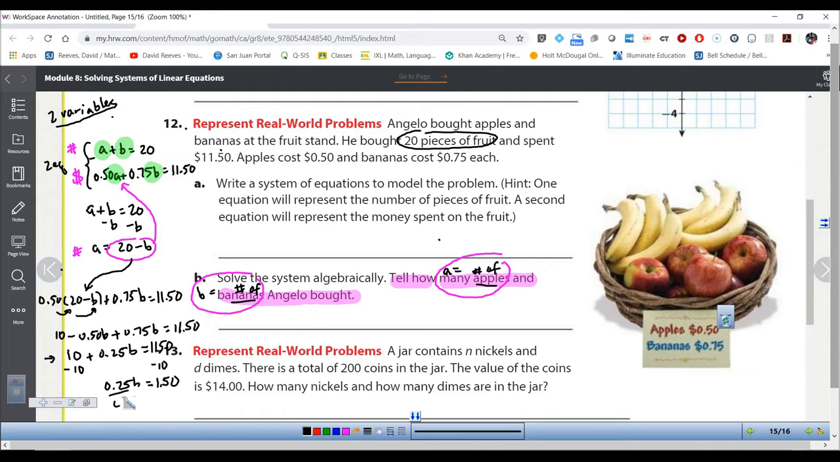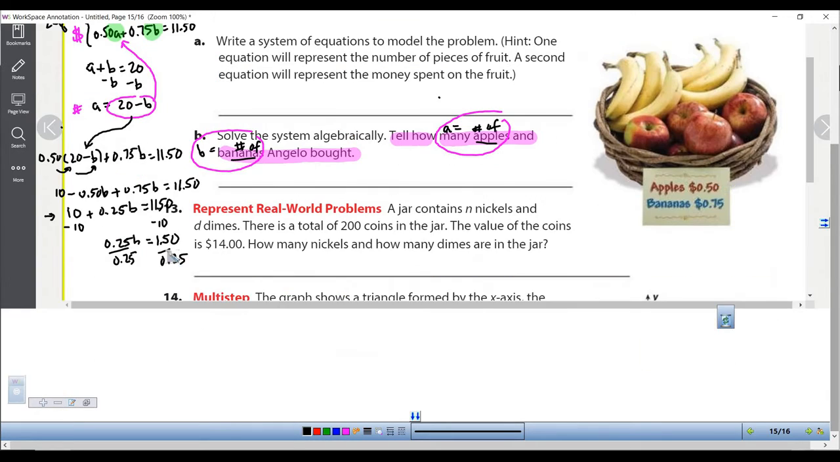And finally, the last step is I'm going to divide that 150 by 0.25. So the question is, in $1.50, how many quarters are there? Does that make sense? Well, I hope you know that if you have $1, it's 4 quarters. If you have $1.50, it's 6.